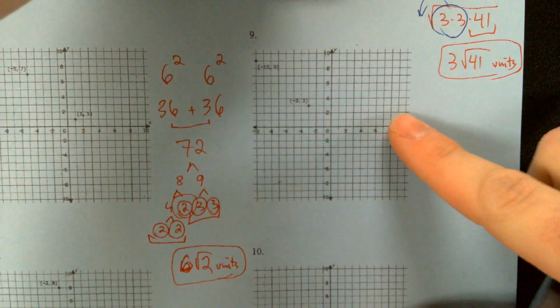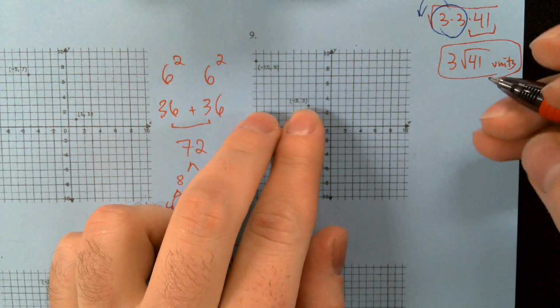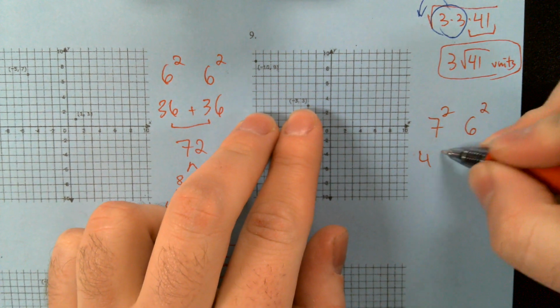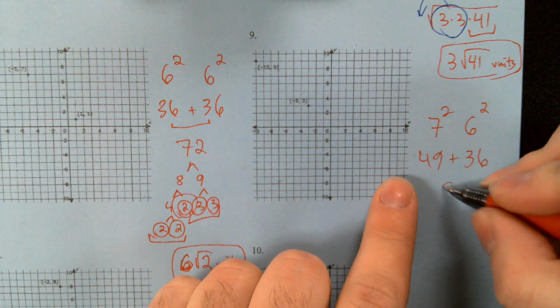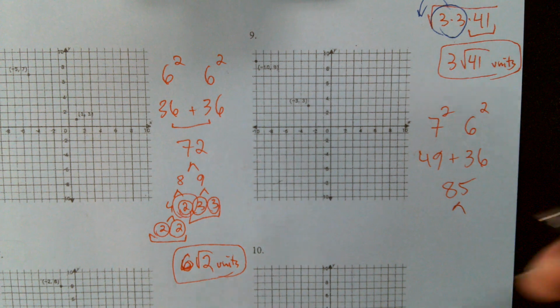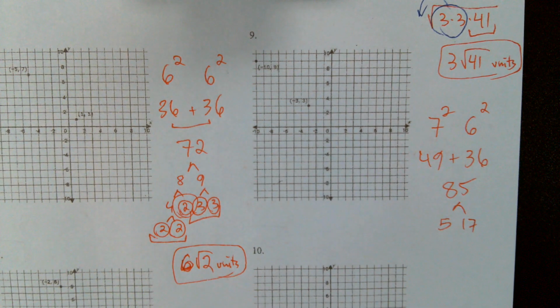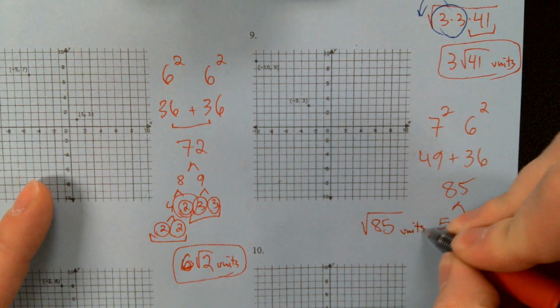Moving across to number 9. This one's not too bad. It looks like we're going over 7 and 6. 49 plus 36 gives us, what is that, 85? And some of us, we saw when we broke up 85, we got 5 times, what, 17, I think? Yeah, 5 times 17. Now those are both prime numbers. We can't split those up any further. So our answer will remain root 85 units.